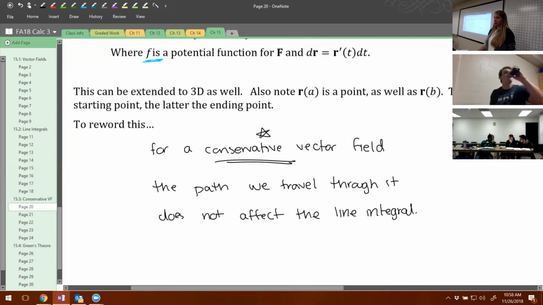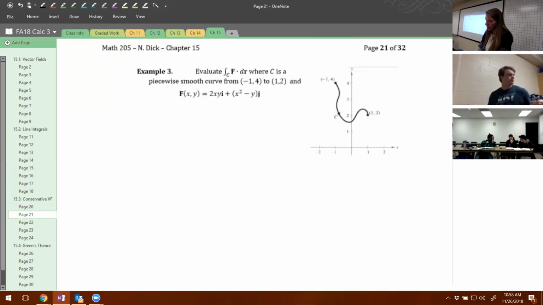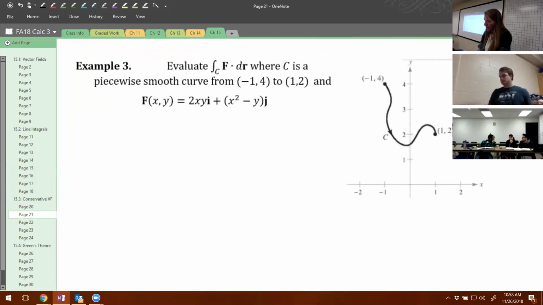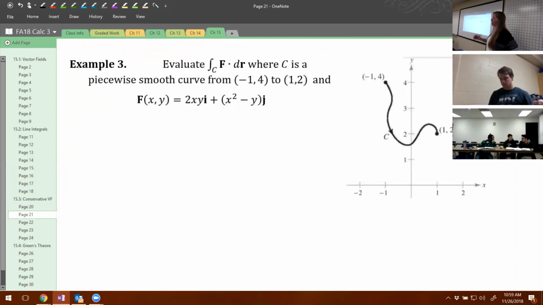So this kind of gives a bypass for all of the parameterization that we were doing before. We're not going to parameterize this. We're just going to test if it's conservative and go through and find the potential function. So here we go. Example 3. Evaluate the line integral where C is a piecewise smooth curve from -1,4 to 1,2, given by that picture. And there is what the vector field is.